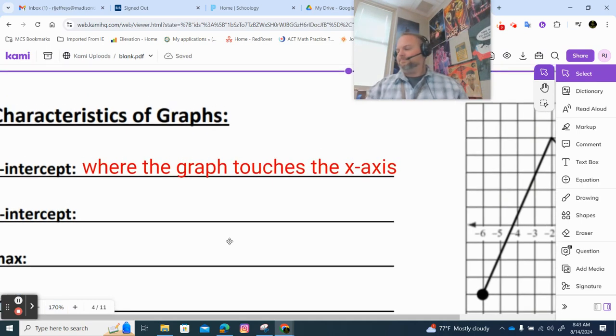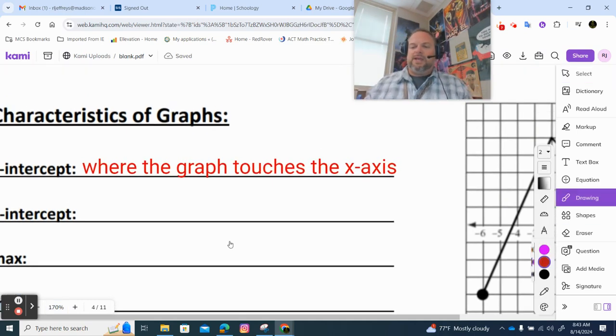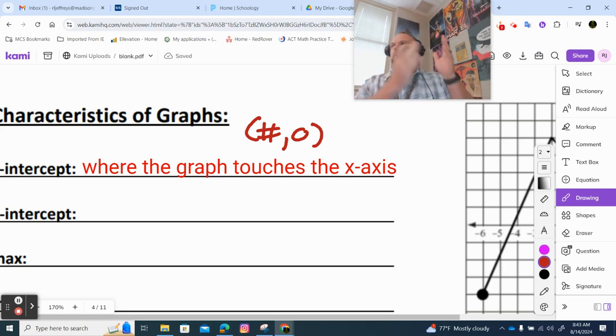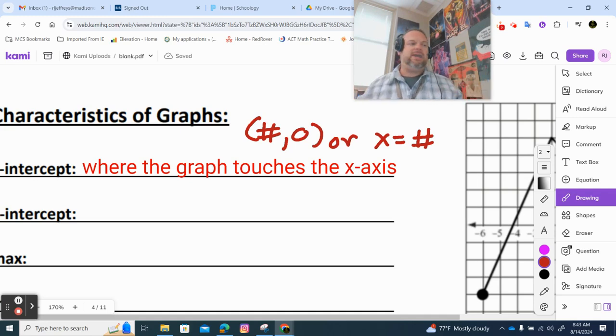Where the graph, literally, it intercepts, it goes through, it touches the x-axis. So that's the written definition. Now normally we would write these as the number and then 0, like what that coordinate point is, or x equals whatever number that is. I'll accept it either way. On the ACT and stuff like that, it might be listed either way, it just depends on what the test writers are feeling that day.